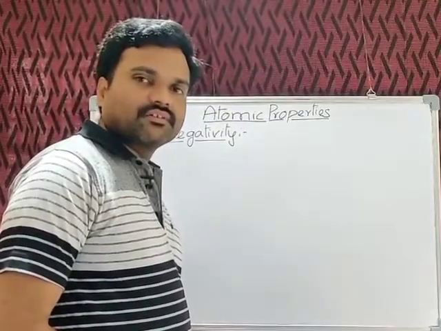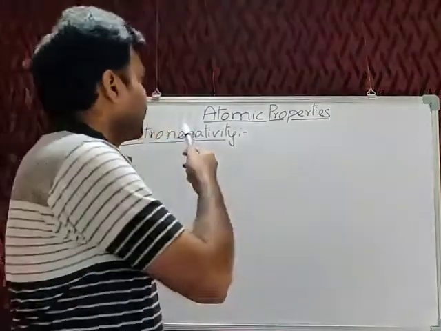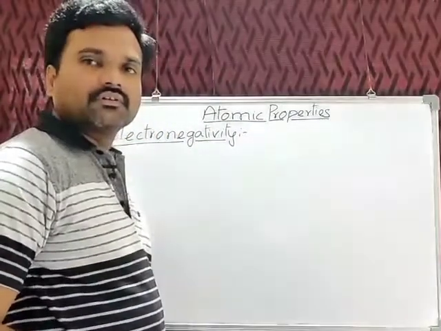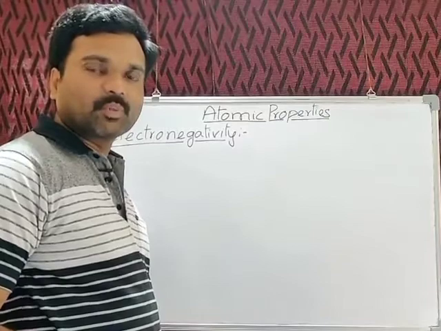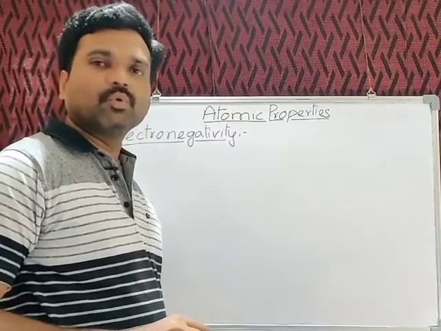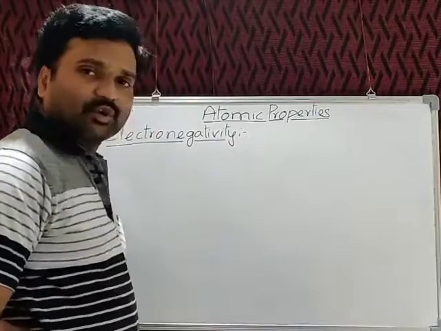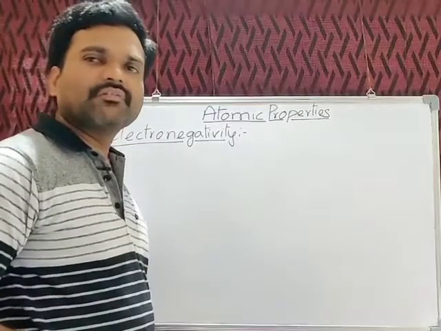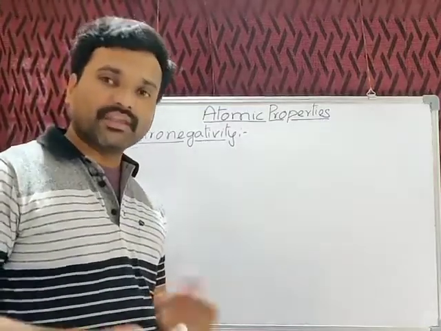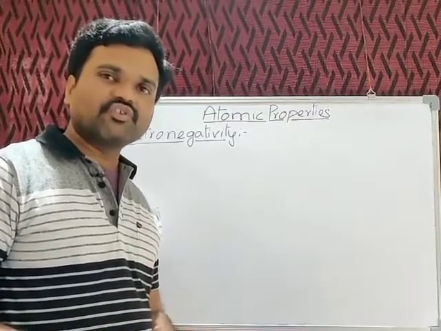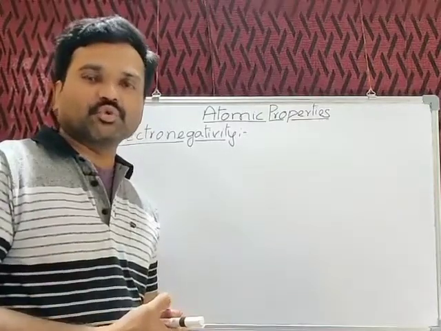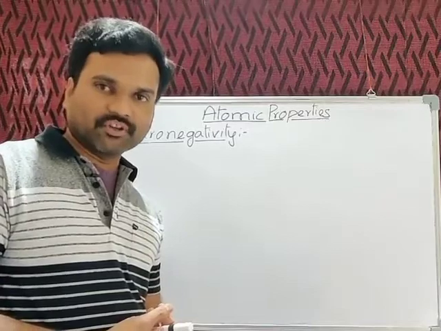Hello friends, now let us say the atomic properties and the variation of these atomic properties in the groups and periods of modern periodic table. Out of them, now we are going to say about electronegativity. Electronegativity is the tendency or behavior of an element by which it can attract the pair of electrons towards it in a covalently bonded molecule.